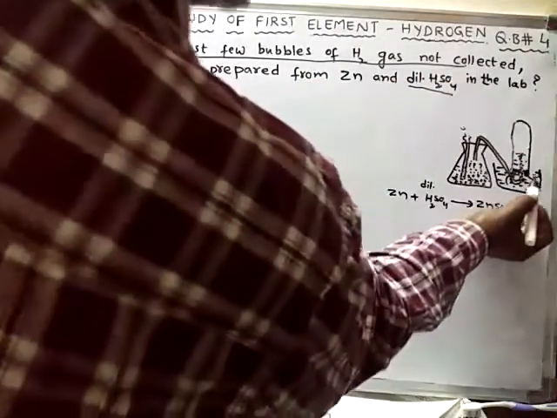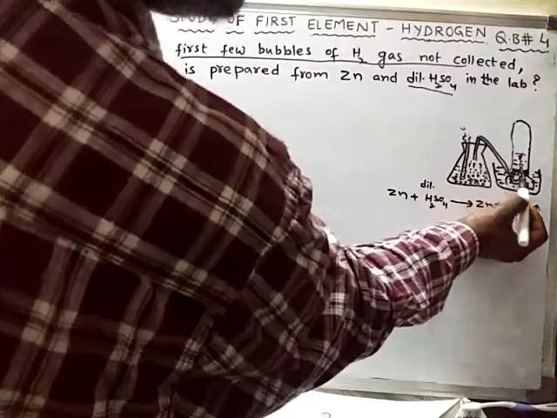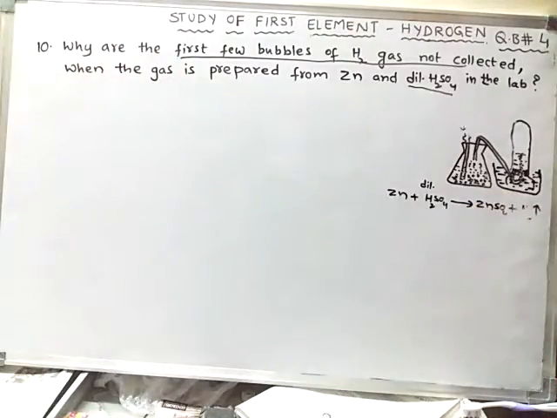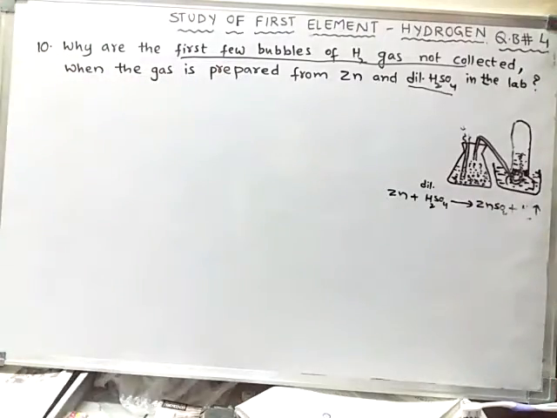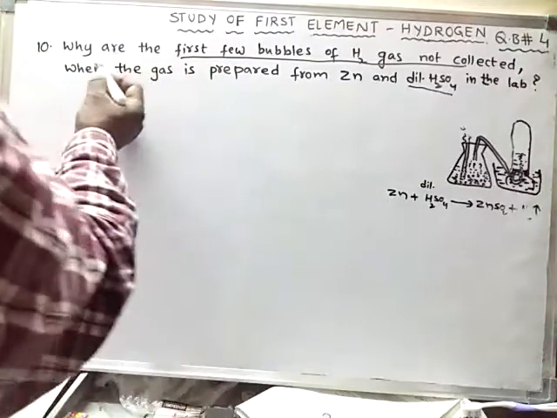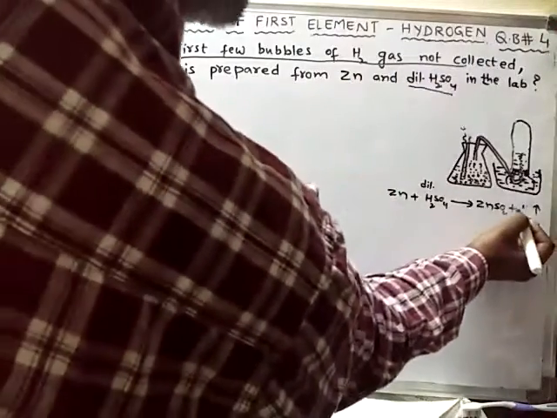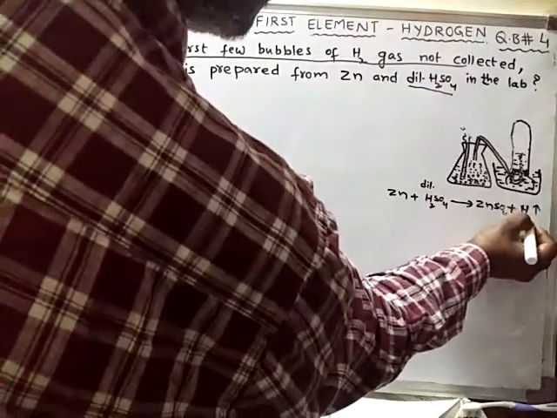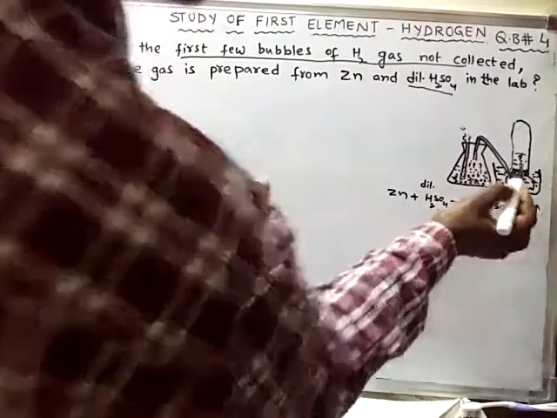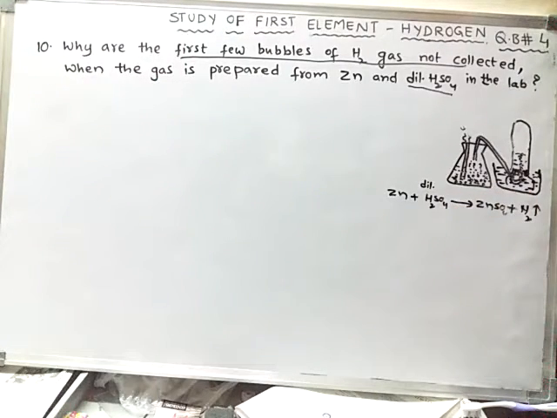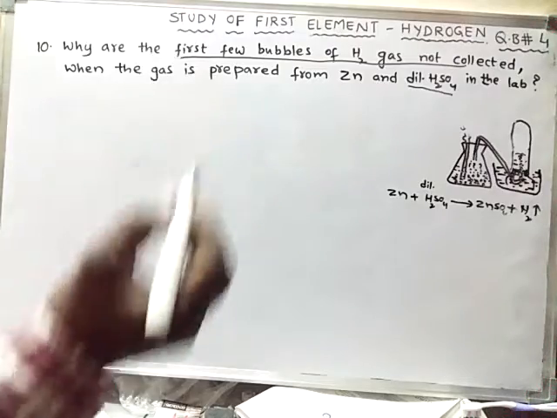See here what we have done. We didn't collect the first few bubbles of hydrogen. What is the reason? Why are the first few bubbles of hydrogen gas not collected? Because the first few bubbles of hydrogen are mixed with air. As it is mixed with air, what happens?